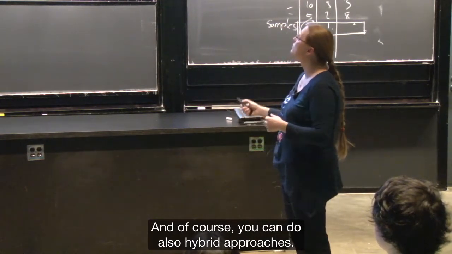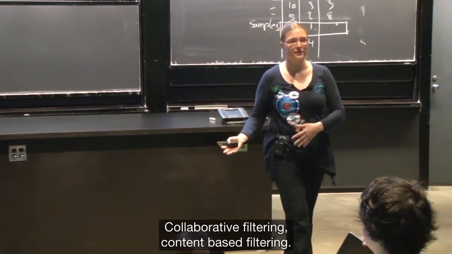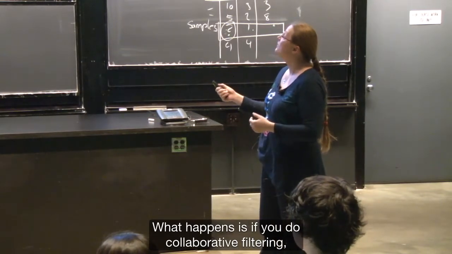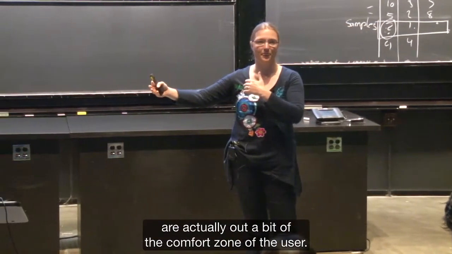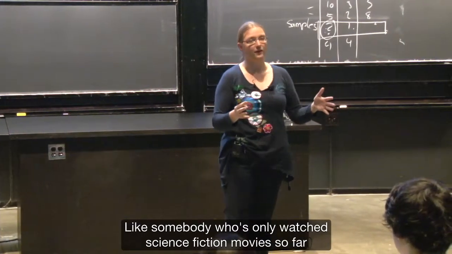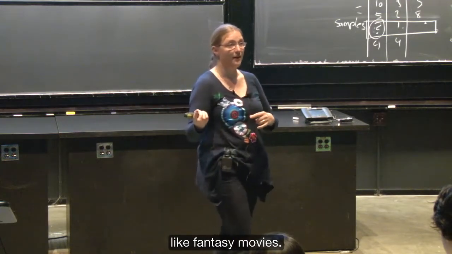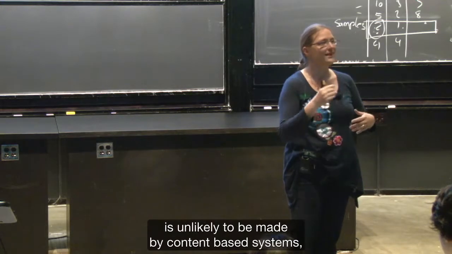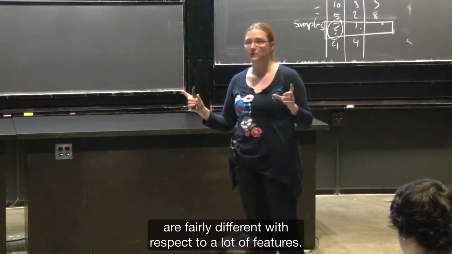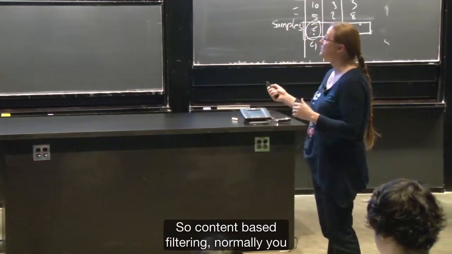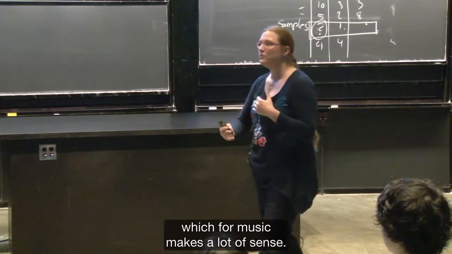And of course, you can also do hybrid approaches. Here I just put them next to each other. So what does this imply? Collaborative filtering, content-based filtering. What happens is, if you do collaborative filtering, you might have recommendations that are actually out of the comfort zone of the user. Somebody who's only watched science fiction movies so far might also enjoy fantasy movies, because a lot of people who like science fiction movies also like fantasy movies. This switch, that is inferred from the other users, is unlikely to be made by content-based systems, because science fiction and fantasy movies are fairly different with respect to a lot of features. So content-based filtering normally keeps the user in its comfort zone. You choose items that are similar, which for music makes a lot of sense.